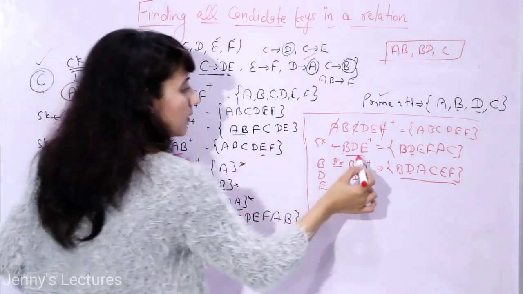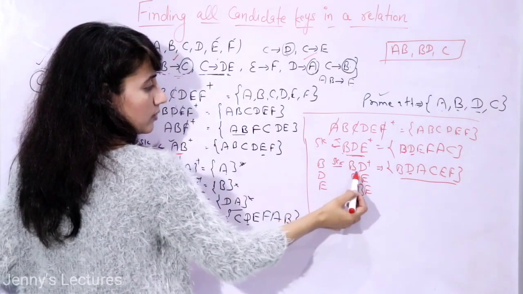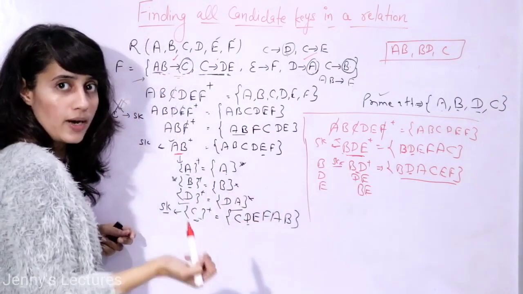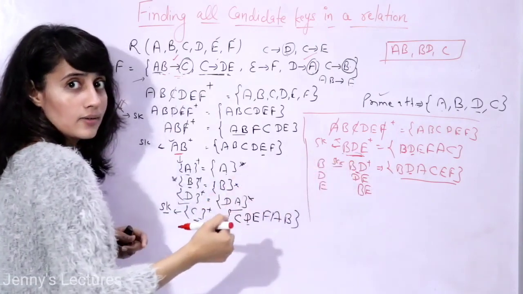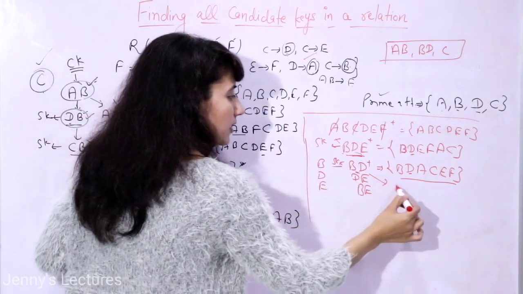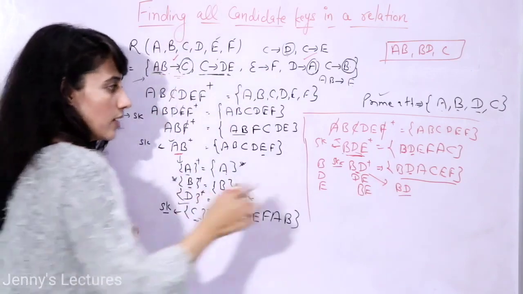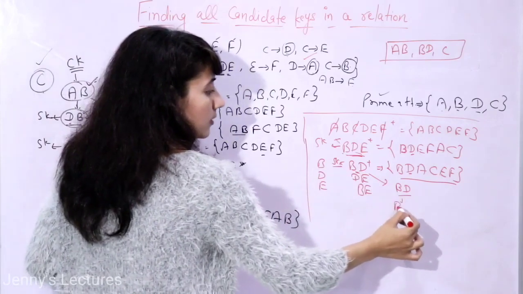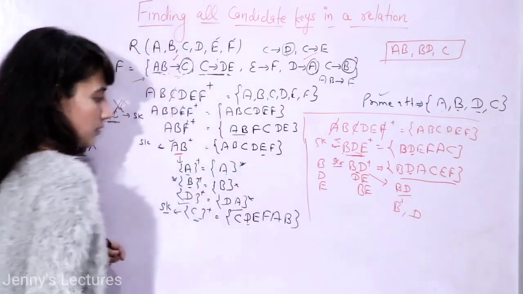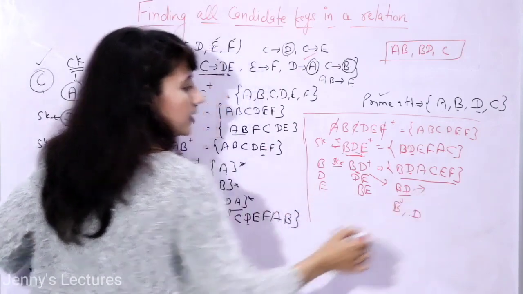So definitely this would not be a candidate key because a proper subset of this one, BD, is a super key. So I cannot say that this would be a candidate key, right? So now take this BD. Now check for this one. Is there any chance of BD to be a candidate key? How to check? Proper subsets are B and D. B is not a super key, D is also not a super key. So definitely BD is a candidate key.